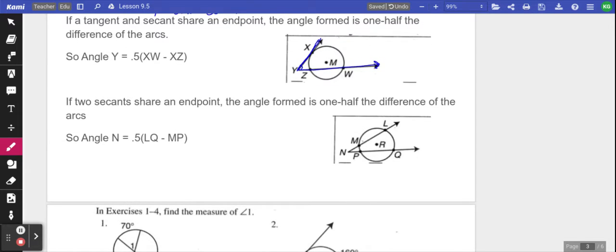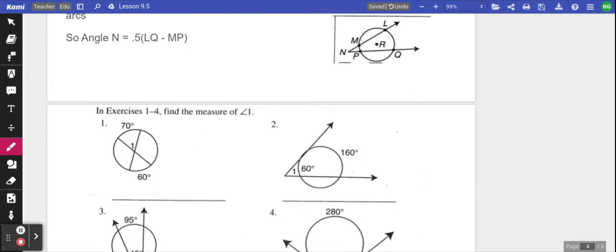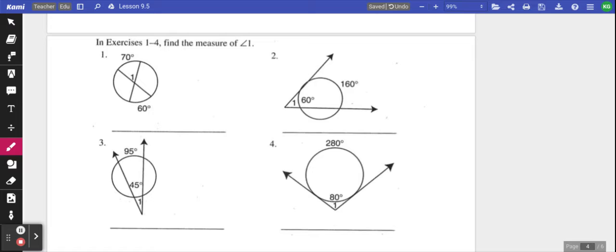The last one said if you have two secants, the angle formed is again half the difference of the arcs. Okay, this first one we have two chords, and so in order to figure out angle 1 for this one, I do half of my chords added together, and so that would leave me with angle 1 to be 65 degrees. On number 2, I have a tangent and a secant, so that one is half the subtraction of the angles. So that would give me angle 1 to be 50 degrees.